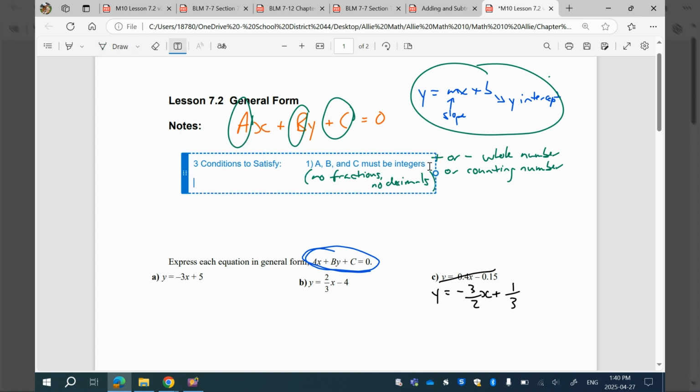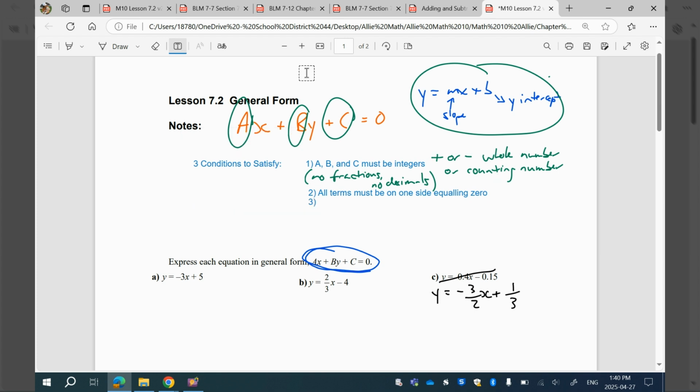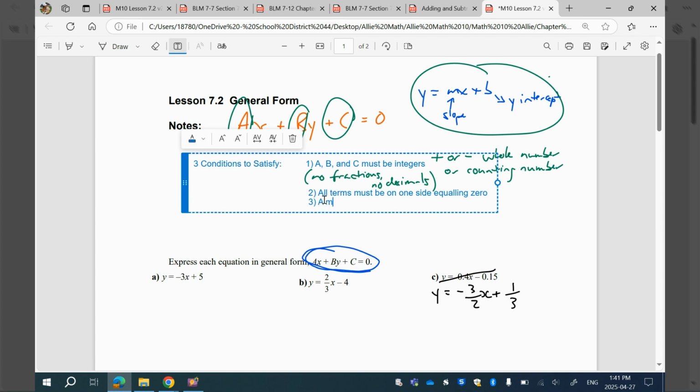Our next condition, I'll type it down here. Is this better than my writing? Who knows? Condition number 2, all terms must be on one side, equaling 0. I think that's kind of self-explanatory enough. So here we have our ax, our by, and our c all on one side of the equation. They all equal 0. And the last one, a must be positive.